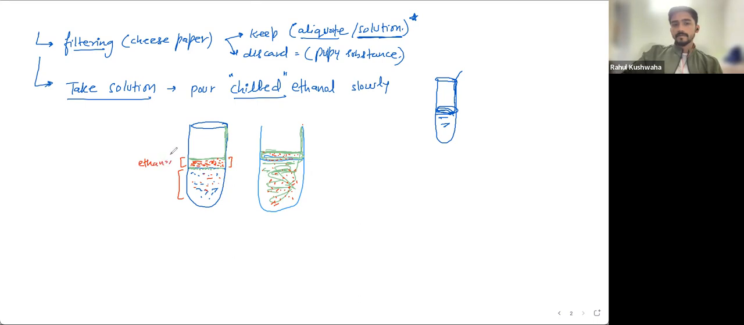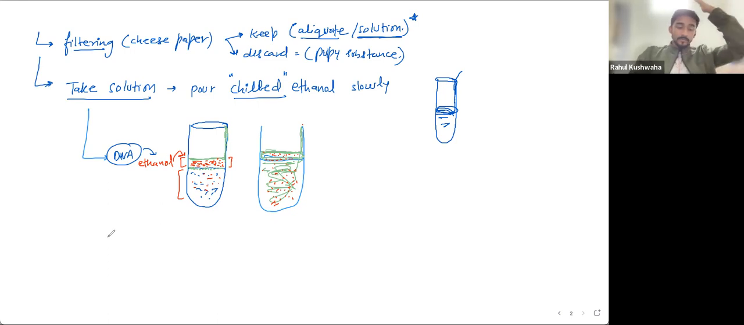Okay, so this is the ethanol layer, and then your DNA gets mixed. Sorry, DNA is soluble. So why is it that mostly it comes in the form of bubbles, and also some people don't get the double helical structure, only bubbles?